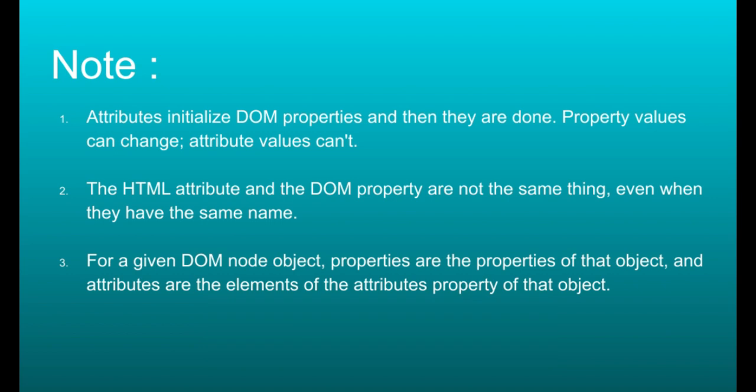Attributes initialize DOM properties and then they are done. Property values can change, attribute values cannot. The HTML attribute and the DOM property are not the same thing, even when they have the same name. For a given DOM node object, properties are the properties of that object, and attributes are the elements of the attributes property.